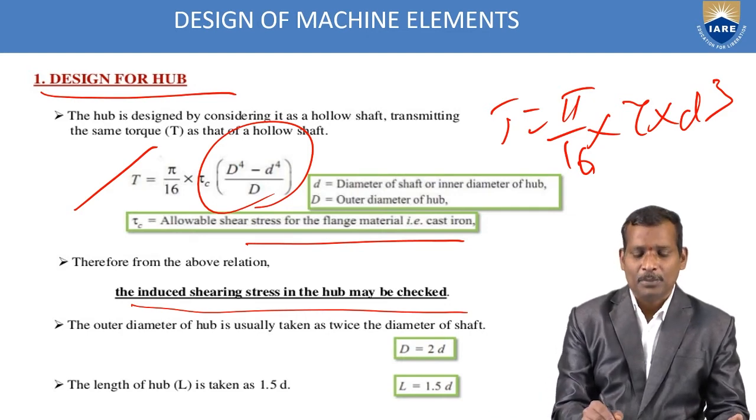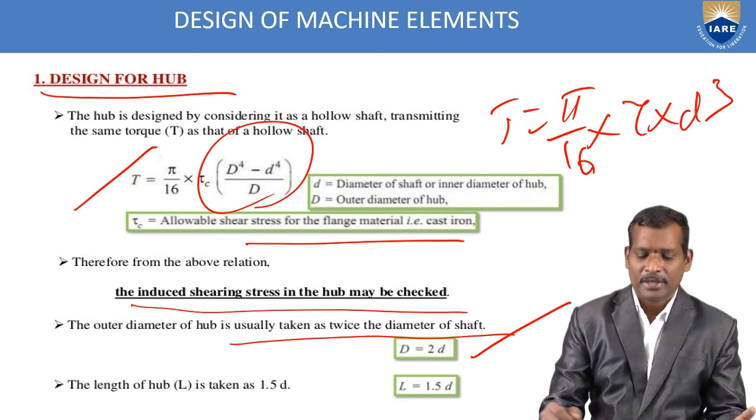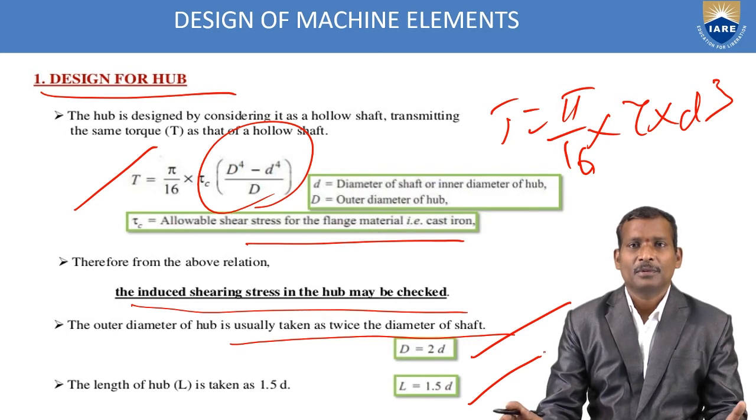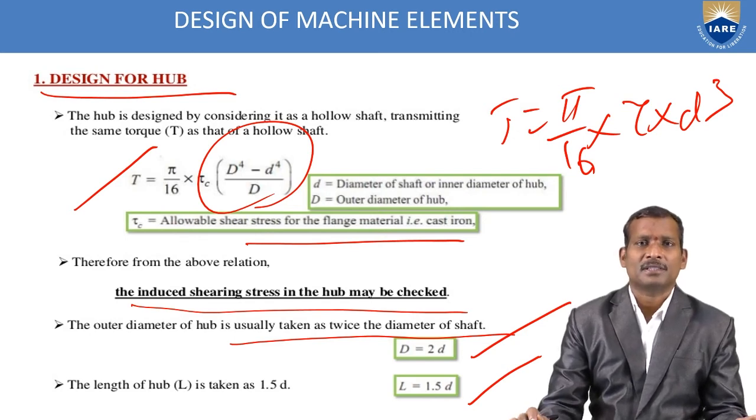The outer diameter of the hub is usually taken as twice the diameter of the shaft. As shown, capital D is equal to 2d. The length of the hub is 1.5 times of d. If you know the diameter of the shaft, the remaining dimensions you can calculate. Here, check for allowable shear stress. The calculated stress should always be less than the permissible value. Then only your design is safe.